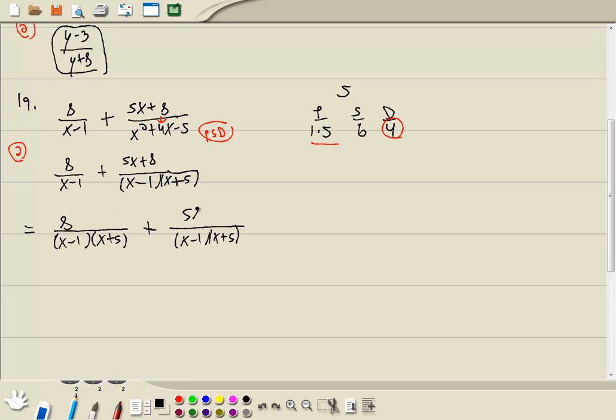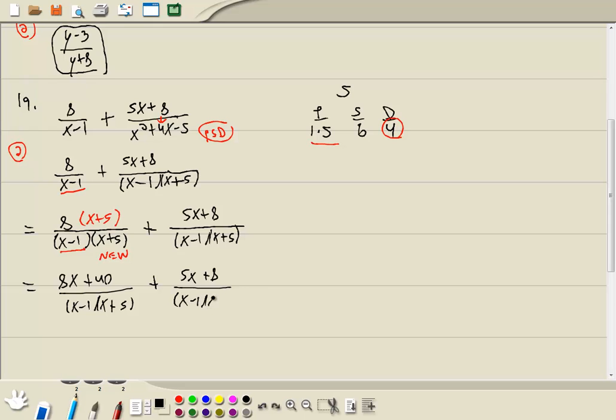Now this one already has it, so I don't have to change it at all. But my first fraction, I have to look at what is still there. We've got x minus 1, x minus 1, so that's still there. The new item down below is the x plus 5. Whatever new item we put down below, we have to put up on top, so I'm going to put an x plus 5 there. Well, 8 times x is 8x, 8 times 5 is 40, over our denominator, plus 5x plus 8 over x minus 1, x plus 5.